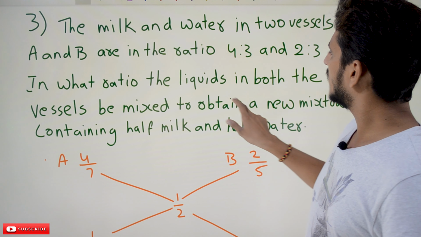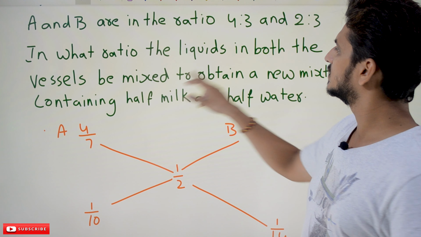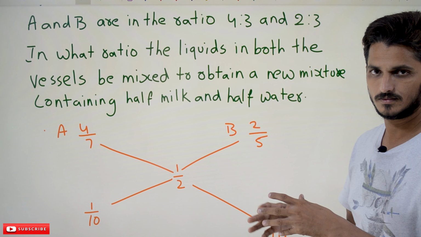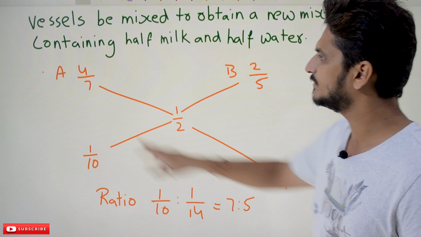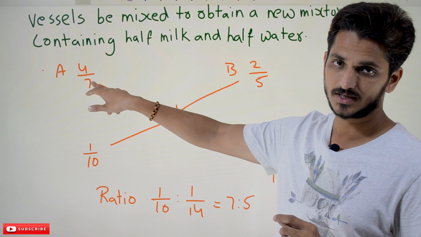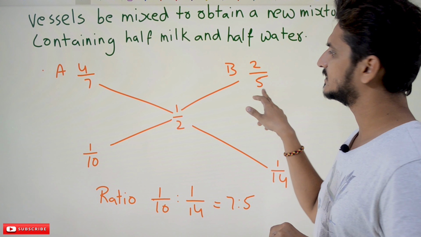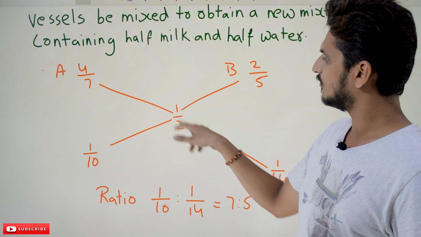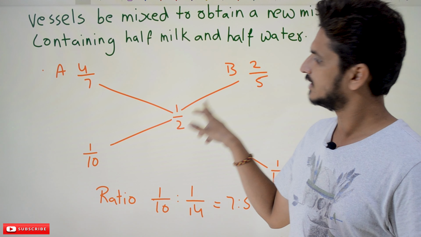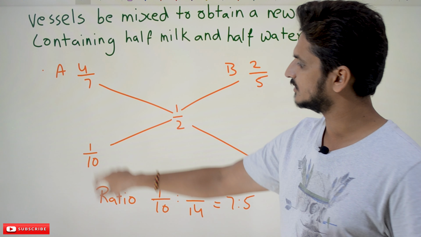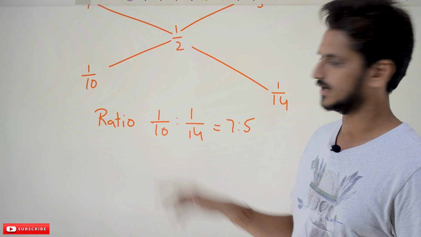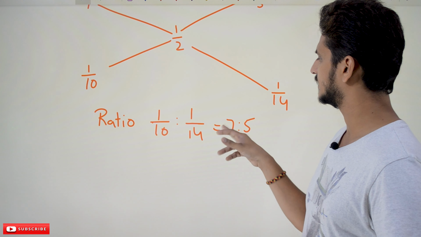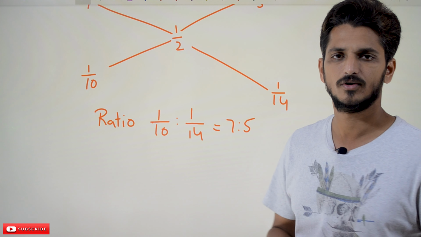In what ratio should the liquids in both vessels be mixed to obtain a new mixture containing half milk and half water? Same thing. 4 by 7 is the milk fraction in one vessel. 2 by 5 is the milk fraction in the other vessel. 1 by 2 is what you need. If you subtract, you will get 1 by 10. If you subtract the other way, you will get 1 by 14. The ratio is 1 by 10 is to 1 by 14, which is equal to 7 is to 5.